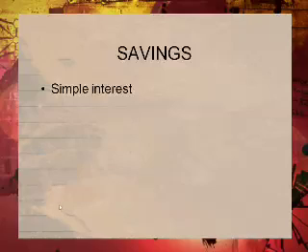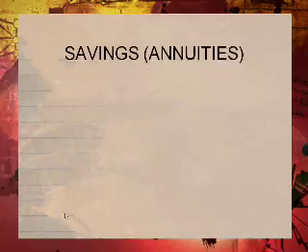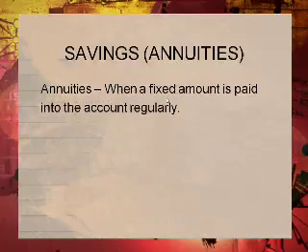Let's first look at different types of savings. You can save with simple interest, compound interest, annuities. My main topic will be the third one: savings with annuities. Annuities is when a fixed amount is paid into the account regularly.